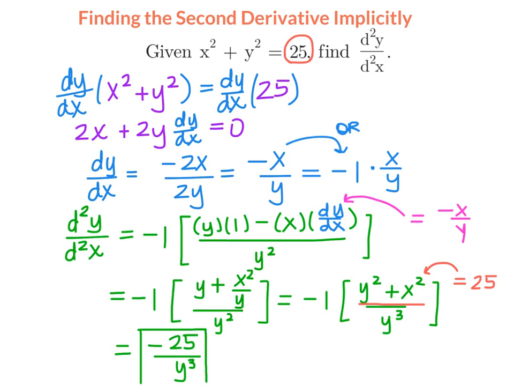So here's what I have. I simplify it down. I end up with negative 1 times the quantity of y squared plus x squared, which is actually 25. So I'm going to substitute that in with a 25 because I can. And that's all over y cubed because that y and that y squared turn into y cubed. And so I end up with my second derivative being negative 25 over y cubed.